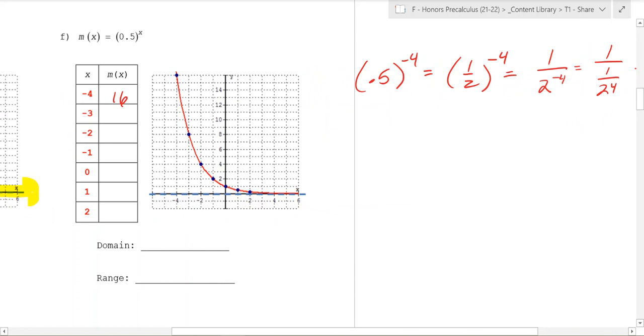Now if you do similar work, you can fill in the rest of the chart. And you'll notice that the values are very similar and it decays. Well, in this case, the domain is the same. It's going to be all real numbers for the domain, and the range, it just has to be greater than 0. And again, I'll leave it as set notation. It's kind of a nice, clean way of writing it.